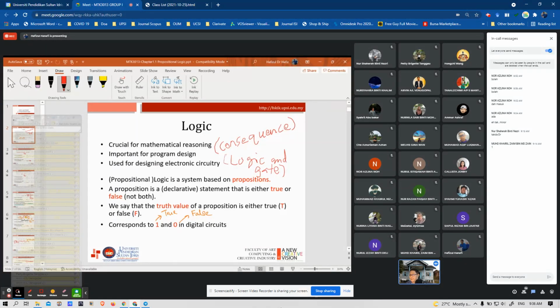Propositional logic is a system based on propositions. A proposition is declarative, which means that you need to declare something. When you want to declare, you need a statement. For a statement, you need to prove whether it is true or false, and it must be one or the other. We say that the truth value of a proposition is either true or false, and corresponding to that we go by 0 and 1, because it is a digital circuit. A digital circuit is designed, in mathematics, basically to prove something.